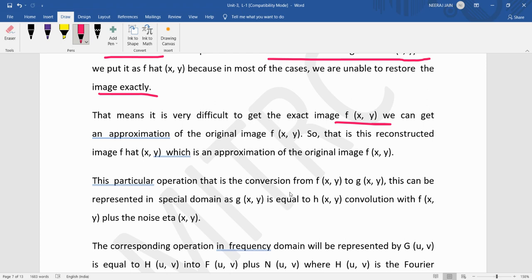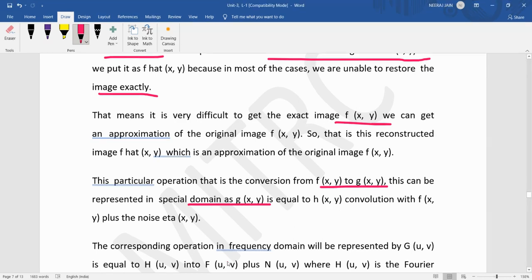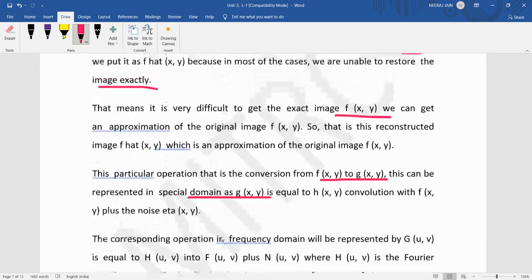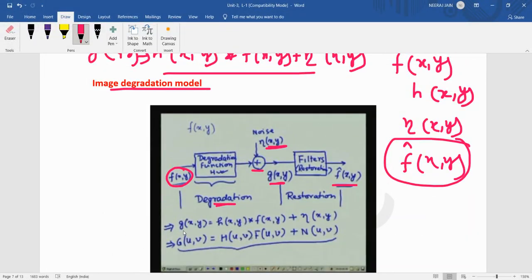This particular operation, that is the conversion from f(x,y) to g(x,y), can be represented in the spatial domain. We have defined it in the spatial domain, because there can be two domains, the spatial domain and the frequency domain. In the spatial domain we work directly on the pixels. So the equation we get here, g(x,y) equals h(x,y) convolved with f(x,y) plus eta(x,y), is the spatial domain function.